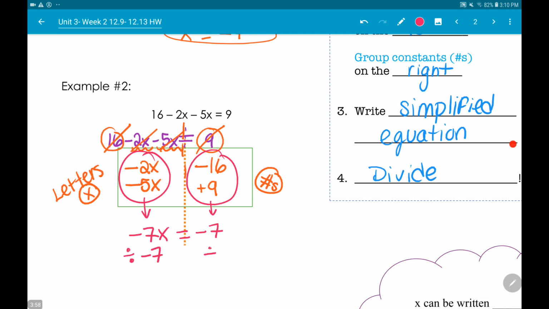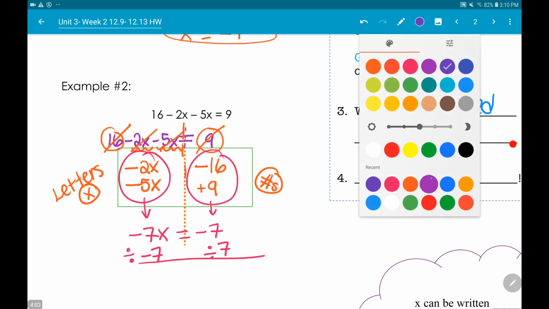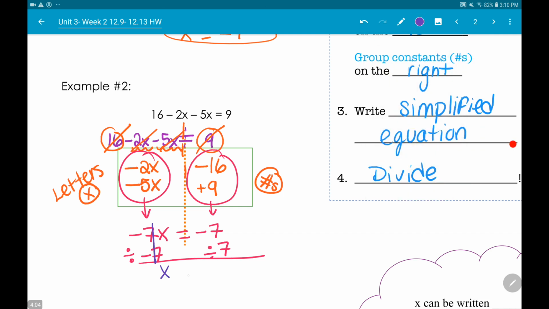Lastly, we divide. And in this instance, we cross out and we get x equals positive 1.